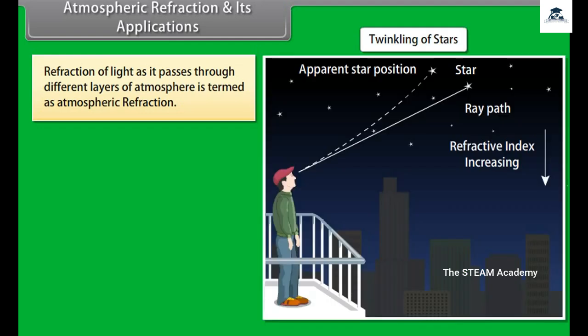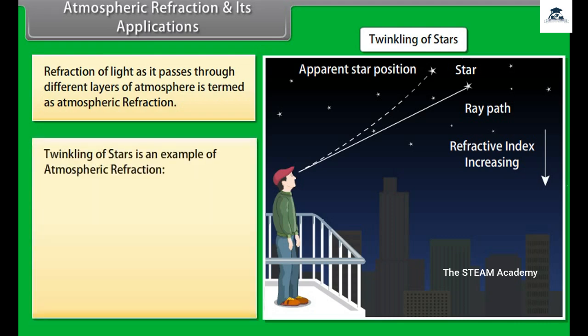Our atmosphere is not uniformly dense at any local place. Depending on the local condition, it may have hot and cool air near the ground. Hot air is lighter than cooler air and hence has lesser refractive index than cooler air. Due to this, starlight or sunlight entering the atmosphere undergoes refraction. This is known as atmospheric refraction.